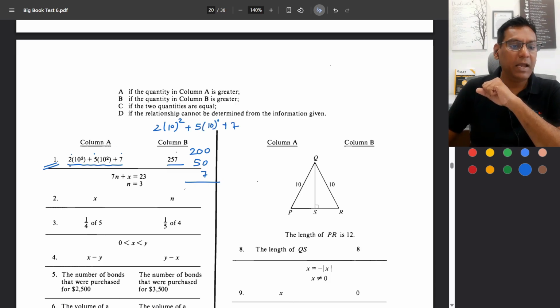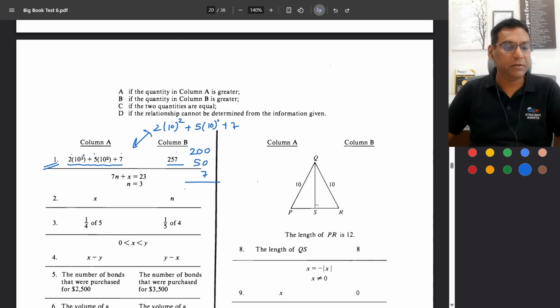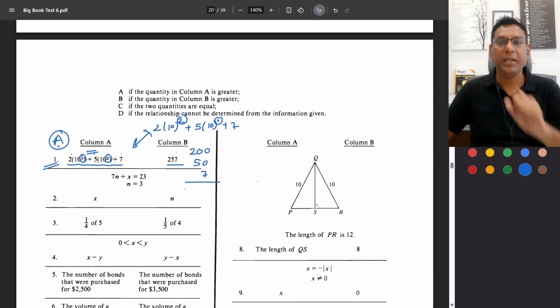Now I have something similar here. If I compare this and this, I see that the powers here are bigger. Here I have a power of 3, whereas I need only a power of 2. I have a power of 2 here, whereas here I need only a power of 1. So this number has higher powers of 10, so this number is going to be bigger. Answer is going to be A.